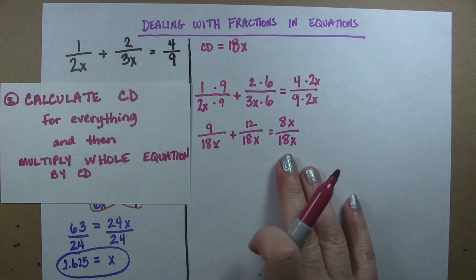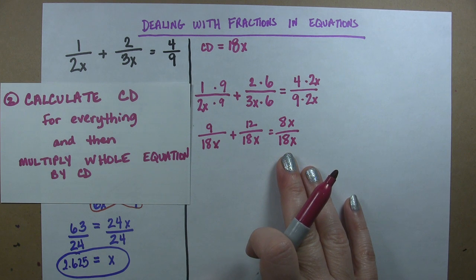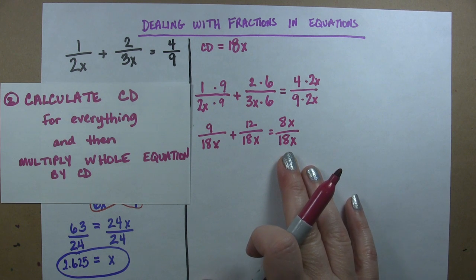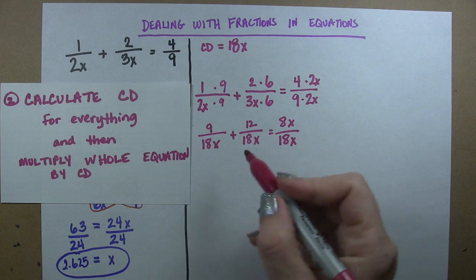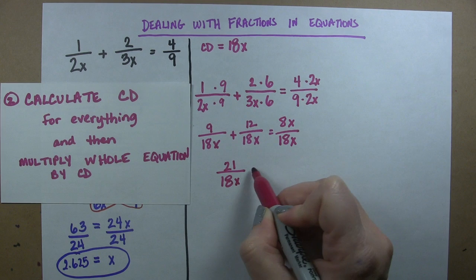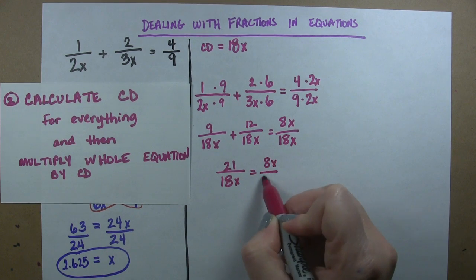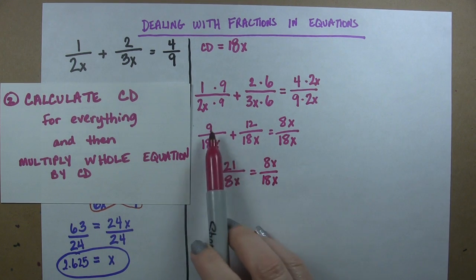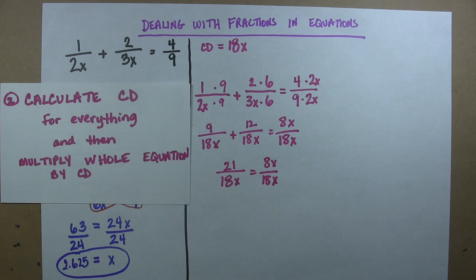Okay, so now once I've gotten everything with common denominator terms, I can go ahead and add these two together if I want. So that would be 21 over 18x equals 8x over 18x. Right, that's just 9 plus 12 is 21.